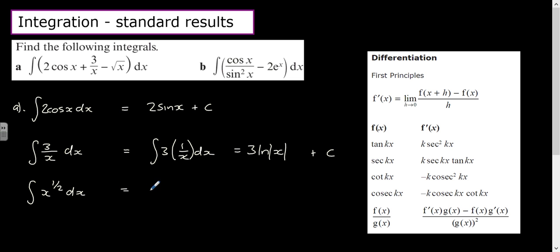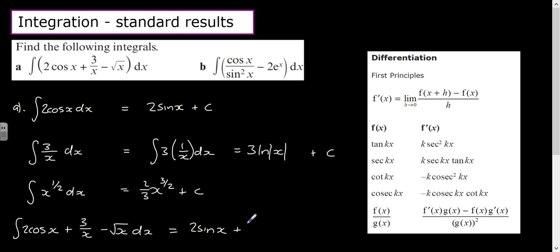And then the last one, we know that if we integrate x to the half, we add 1 to the power and divide by the new power, and there we go. So that means that our integral of 2 cos x plus 3 over x minus root x dx is all of these added together. So we get 2 sin x plus 3 log modulus x minus 2/3 x to the 3 over 2 plus c.